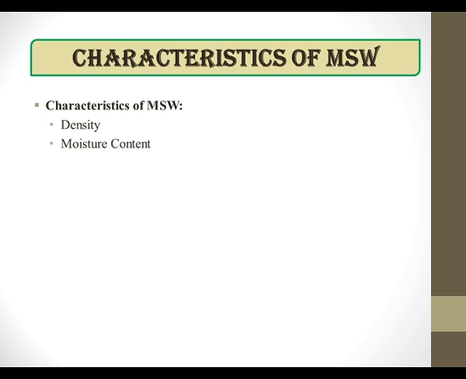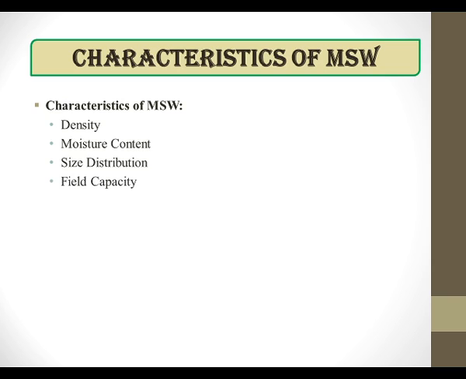The next characteristic is size distribution. The size distribution of waste constituents in the waste stream is important because of its significance in the design of mechanical separators and shredders and waste treatment processes.